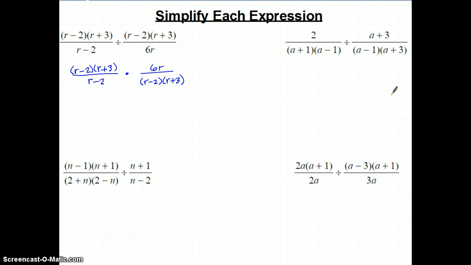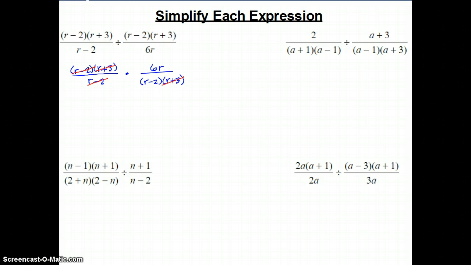Now that I am multiplying, I identify common factors between the numerator and the denominator before I multiply. I see r minus 2 repeated in the numerator and the denominator of this fraction on the left, so I'll cross those out. I see an r plus 3 on the top left and an r plus 3 on the bottom right, so I may reduce those as well.